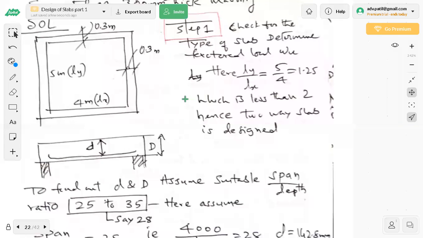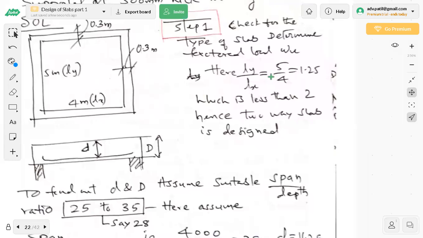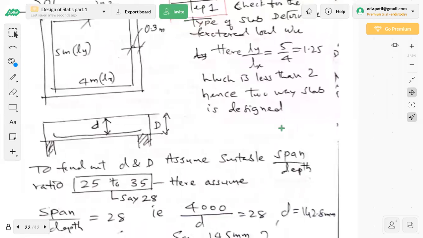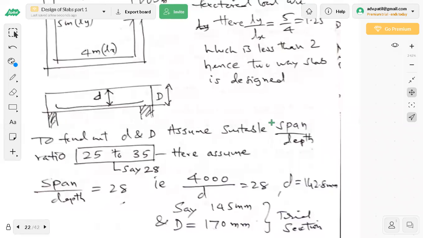Ly by Lx is 5 by 4. You look at the inside dimensions. Smaller dimension is taken along x-axis. Bigger one is taken along y-axis. So 5 by 4 is 1.25, which is less than 2. So it is going to be designed as a two-way slab.